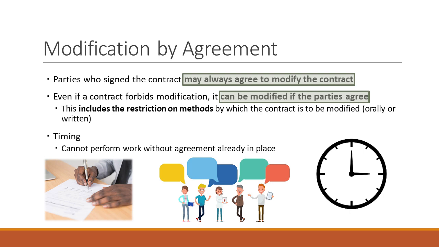Those are examples in the construction world, but on a very high level, what you need to understand is every single contract can be modified so long as the parties agree to modify the agreement. And even if the contract says this contract may not be modified, as long as the parties agree, you can modify it. And even if the contract says this contract may only be modified by terms in writing, if the parties orally agree, you can modify it.